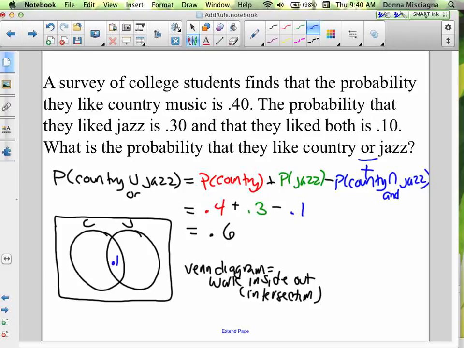Now, what should go in just country? Not 0.4. You at home, see if you could figure it out before they figure it out. You are correct. That is correct. 0.3 is correct. Now, can you figure out what's in the jazz? What'd you say? 0.2.